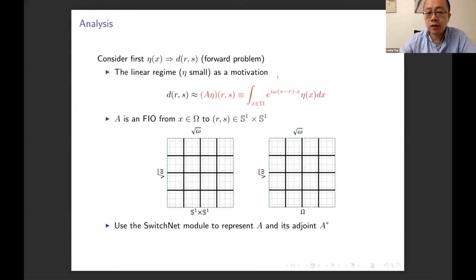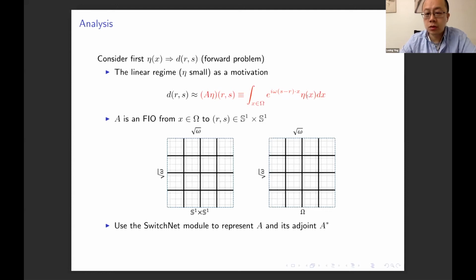Now, if you take a look at this kernel here, it almost looks like a Fourier transform, right? Because a Fourier transform is an exponential of i omega something. So this is not quite a Fourier transform, but in fact this is a Fourier integral operator between two domains.